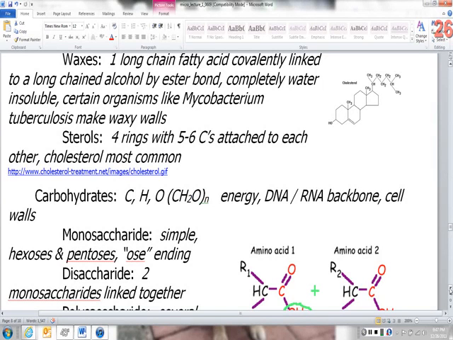Disaccharides are made from 2 monosaccharides linked together, and polysaccharides are several monosaccharides linked together. Polysaccharides may be branched or unbranched, and may be linked with amino acids in bacteria. Peptidoglycan is an important carbohydrate in microbes.